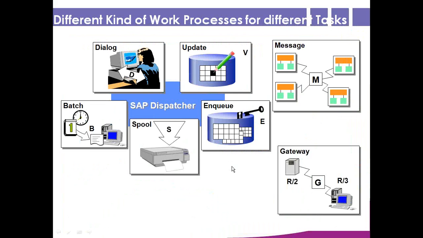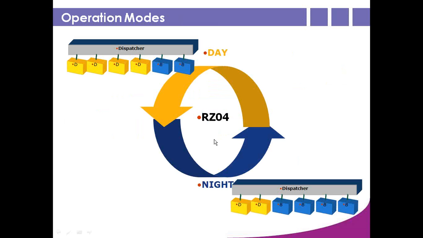After that, the main focusing area is troubleshooting, especially the work process. We call it the process that will handle your user request. Different types of requests, and we have some services as well, like message server and gateway. So how to troubleshoot all these issues? If you know how to handle this area, 30 to 40% of the basis job is done in the day-to-day life of a basis consultant.